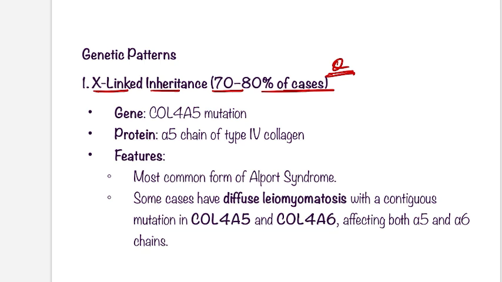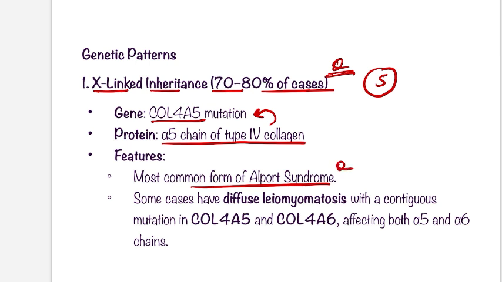The gene is the alpha 5 chain of type 4 collagen. Type 4 collagen remains the same; the chain will differ. So, alpha 5 chain, COL4A5 in short form. Basically, just remember 5. So X-linked inheritance involves the alpha 5 chain of type 4 collagen. This is the most common form of Alport syndrome because it is seen in 70 to 80% of cases.